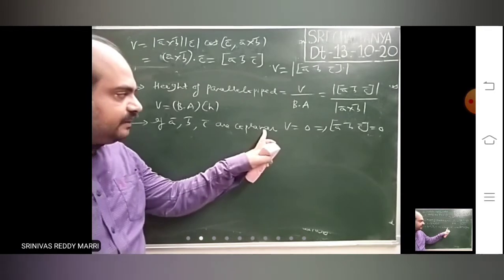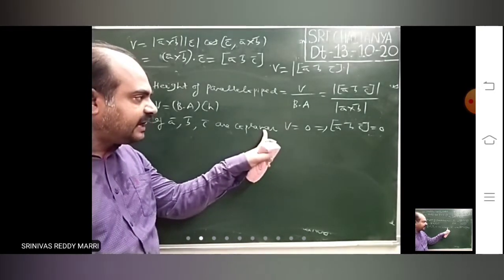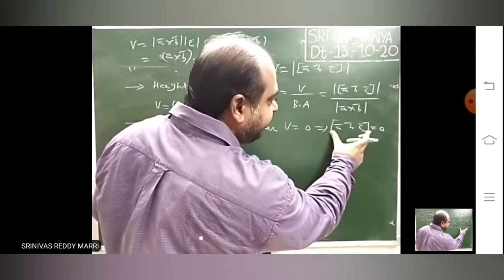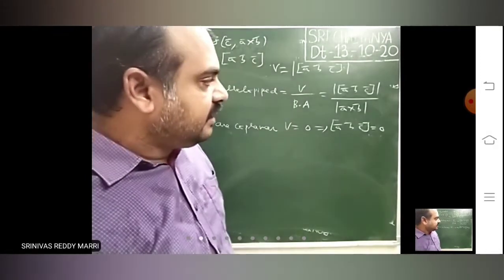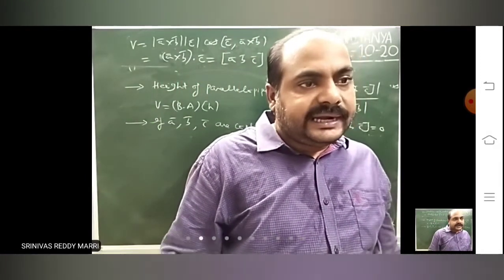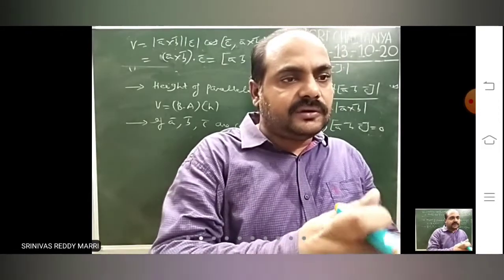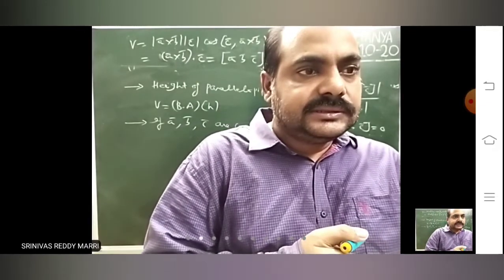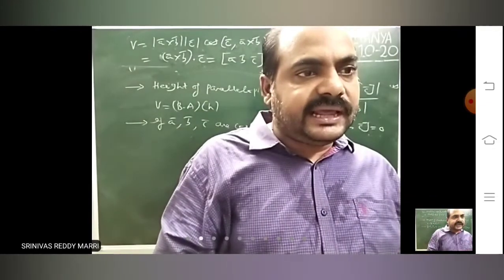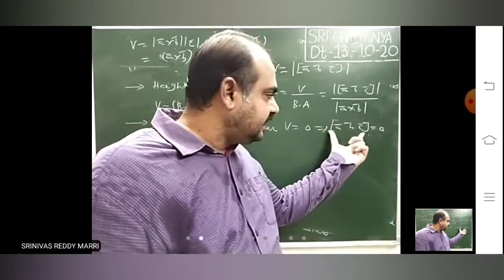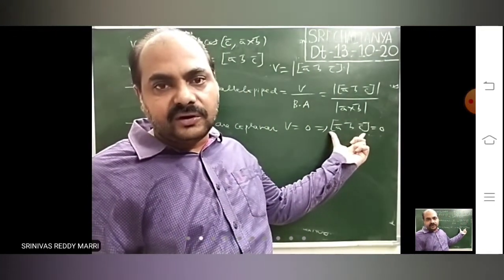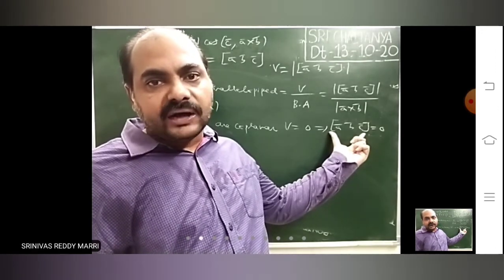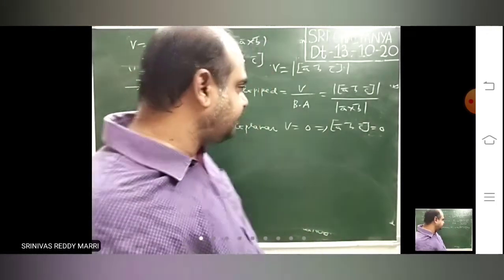If A bar, B bar, C bar are coplanar, the box of A bar, B bar, C bar, the scalar triple product of the three vectors, will be 0. That's why, as we did earlier also, determinant equals 0. If A bar equals, let us say, A1 i plus A2 j plus A3 k, like that the three vectors will be there, and we will write the determinant equal to 0. What is that? This only: box of A bar, B bar, C bar equals 0. So when they are coplanar, this box ABC being 0 means the determinant equals 0.